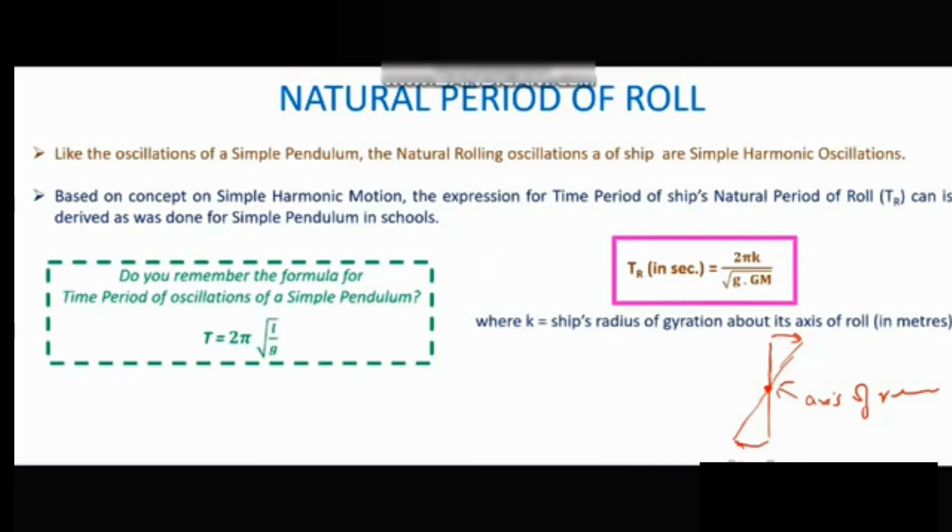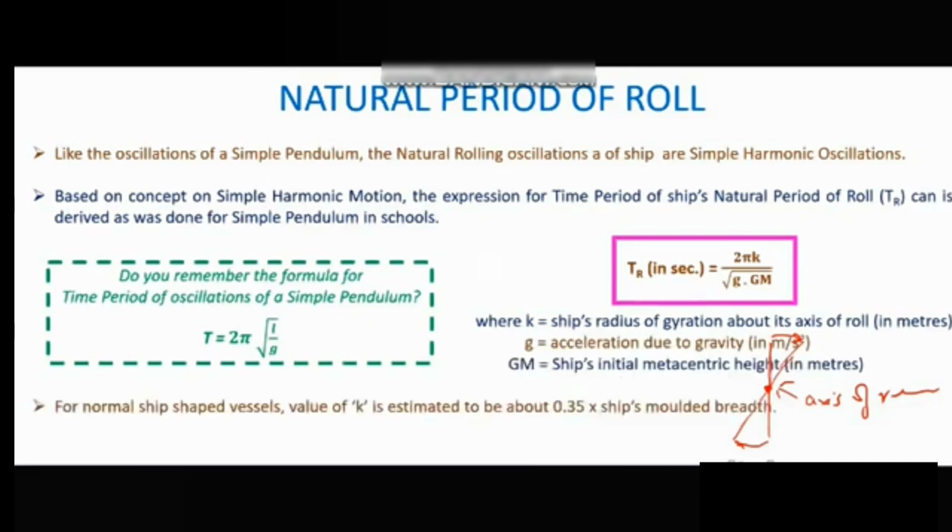G we know is acceleration due to gravity. GM we know is the metacentric height of the vessel. T = 2 pi K under root G GM. Okay. Now, how do we get the radius of gyration?